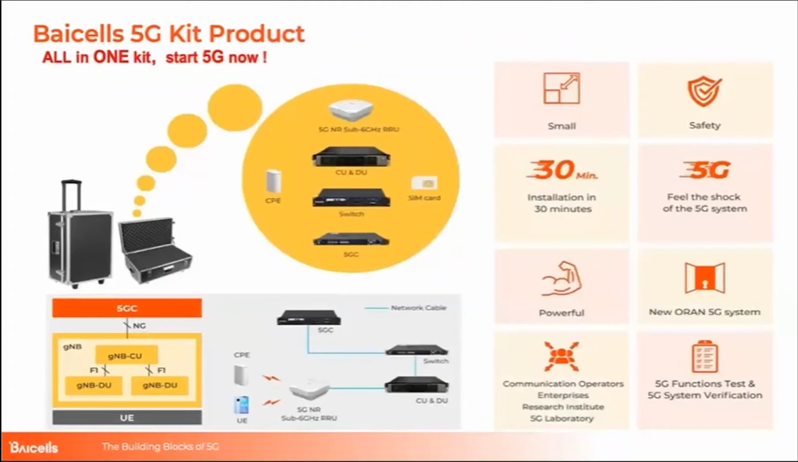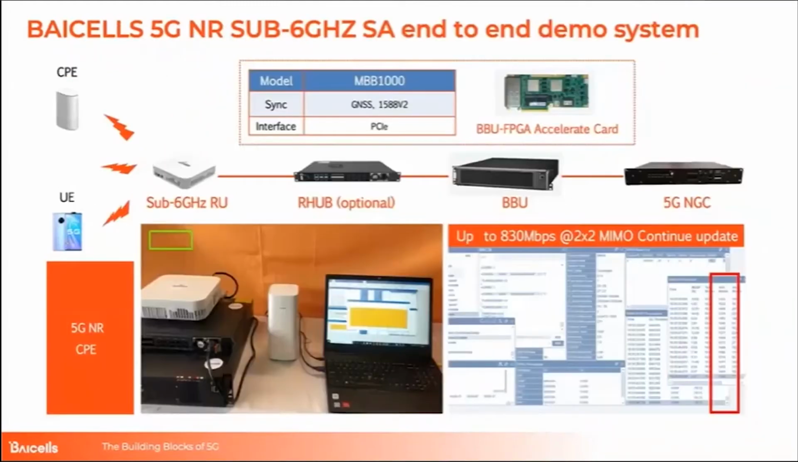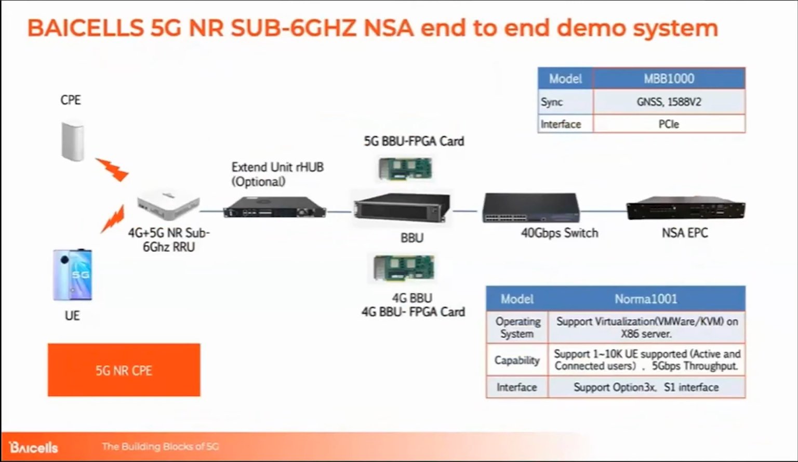We also offer 5G test kits, standalone and non-standalone. It comes in a case. It has everything. It has the radio, RRU, the BBU, the CU, the extension unit, the core, and the CPE. It comes all in one box. It looks like this. Some of our customers have this installed in their labs to do more tests and KPIs. We have it in NSA and standalone.